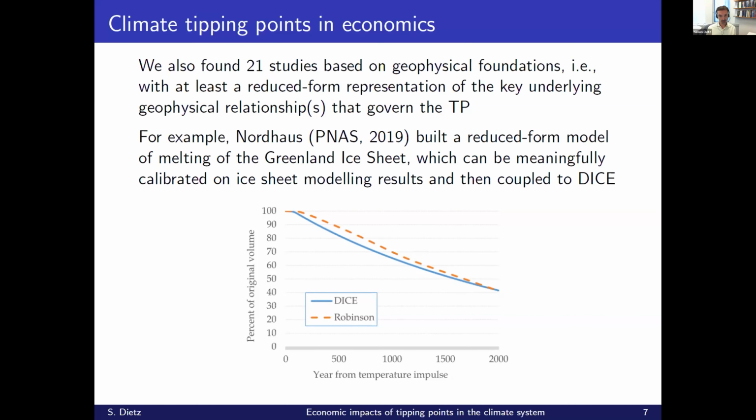So a good example of this, an example I usually give, is a paper by Nobel laureate Bill Nordhaus in PNAS in 2019, where he built a reduced form model of melting of the Greenland ice sheet, which he could calibrate on the underlying literature in ice sheet modeling on collapse of the Greenland ice sheet, and then take that module and put it within his DICE integrated assessment model. So we could therefore get a sense of whether his simulation of Greenland melt was well calibrated on the underlying scientific literature, and then connect that with a model of the damages from sea level rise.